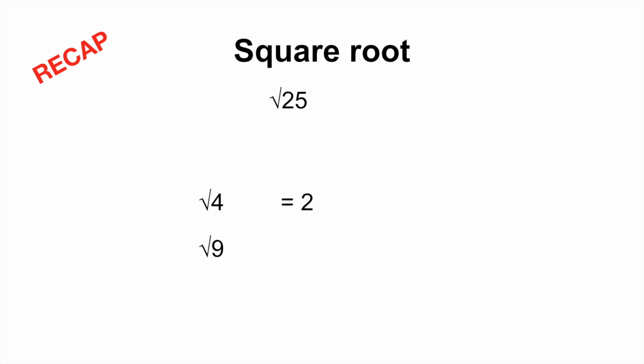What is the square root of 9? What number multiplied by itself will give you 9? 3. What is the square root of 100? What number multiplied by itself will give you 100? 10. So that is what square roots are.